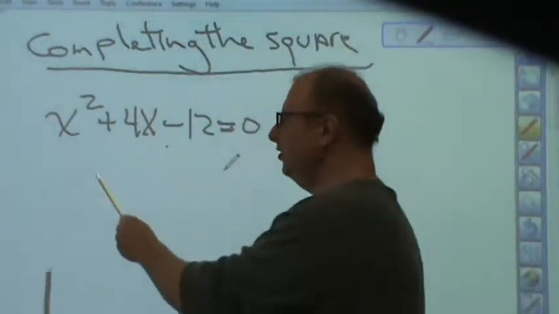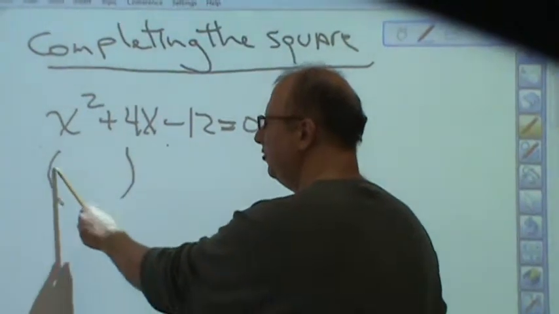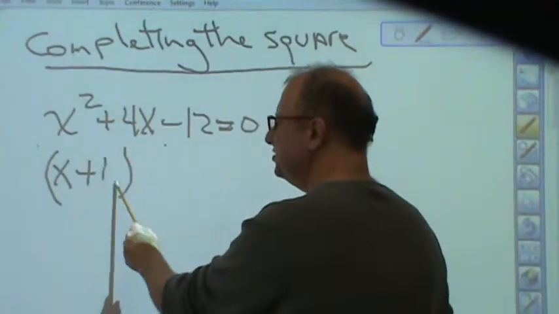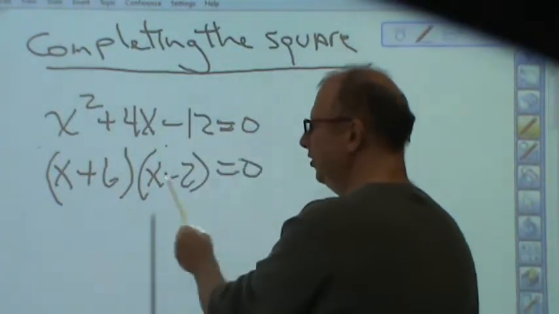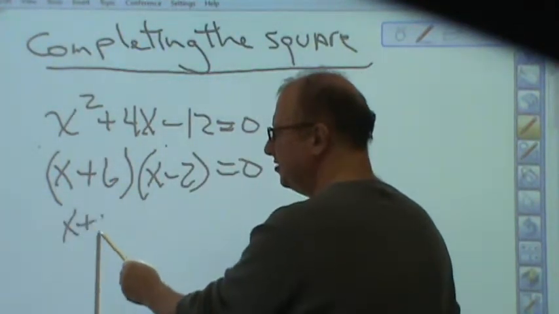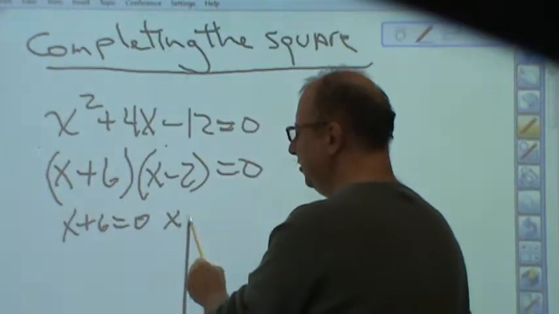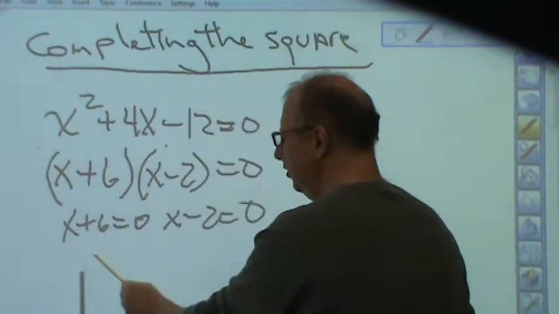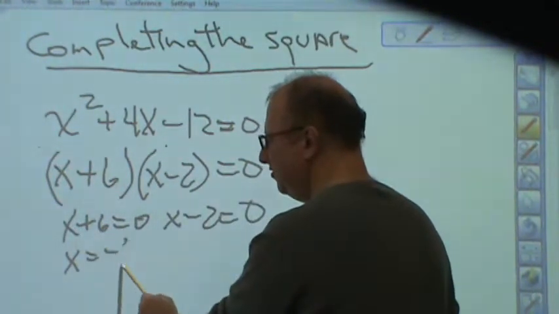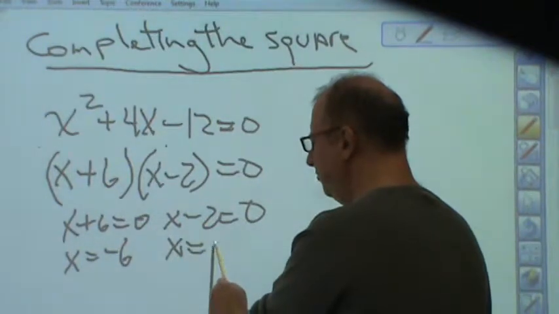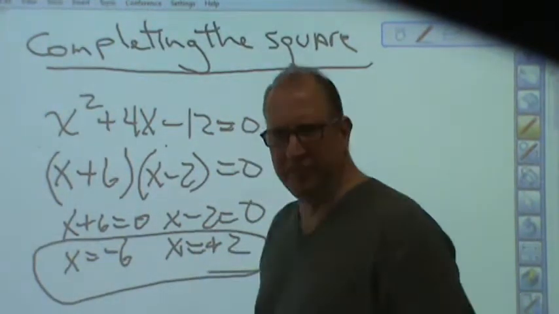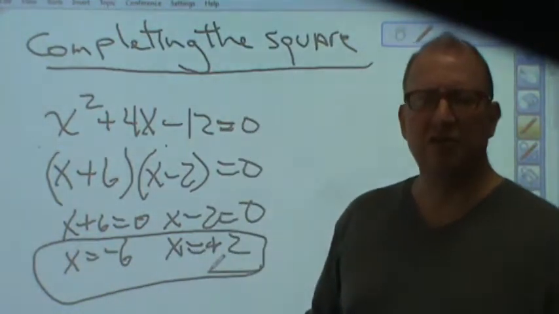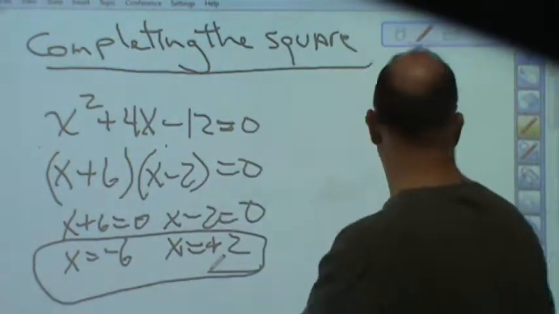Well, if you factor it, which is the way that you know how to do it, x plus 6, x minus 2 is equal to 0. X plus 6 equals 0. X minus 2 equals 0. X equals negative 6, and x equals positive 2. So these are our two answers. Well, let's go a little forward on this.